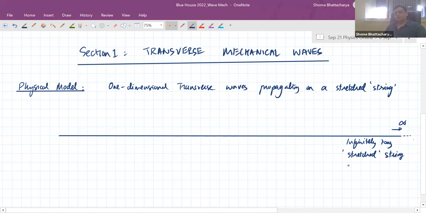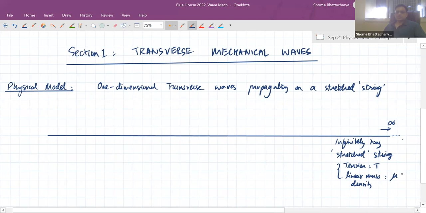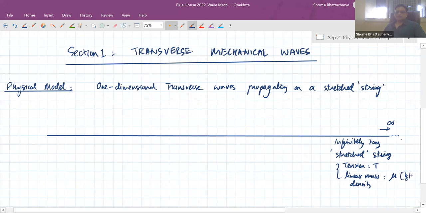And later we'll see the two important properties of that string is that it is under a certain amount of tension, which we'll denote as capital T, and it has a certain amount of linear mass density, that is mass per unit length, which in this chapter we will denote with the symbol mu, because lambda will be used for something else over here, something called wavelength. So even though in chapters like center of mass, etc., you might be used to taking linear mass density as lambda, in this chapter we'll be using the symbol mu, the SI unit of that being kg per meter, and tension, the SI units being newtons.